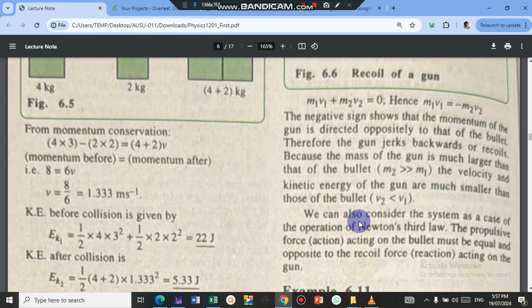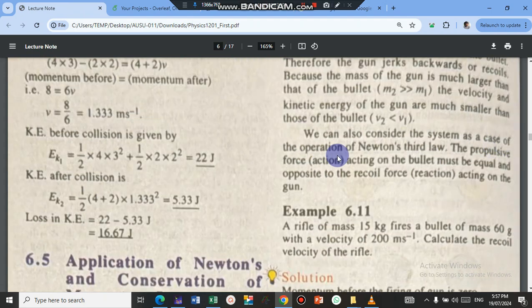We can also consider the system as a case of operation of Newton's third law, of course, because the bullet will have an action force moving forward with it, and the gun will have a reaction force moving backward. And this is why they say applications of Newton's law and also conservation of momentum. The propulsive force acting on the bullet must be equal and opposite to the recoil force, which is the reaction acting on the gun.